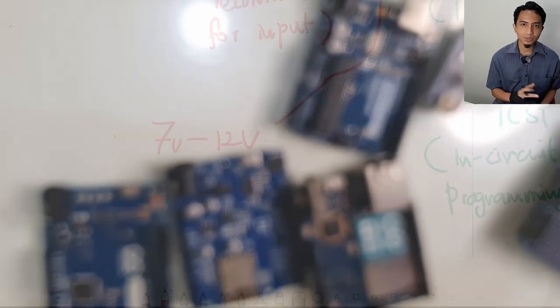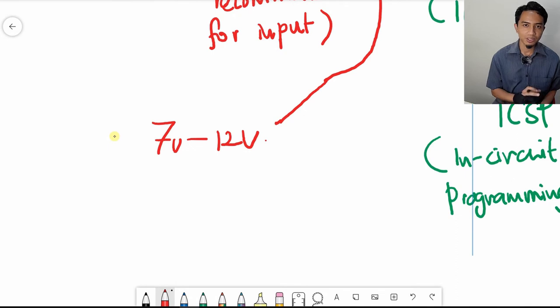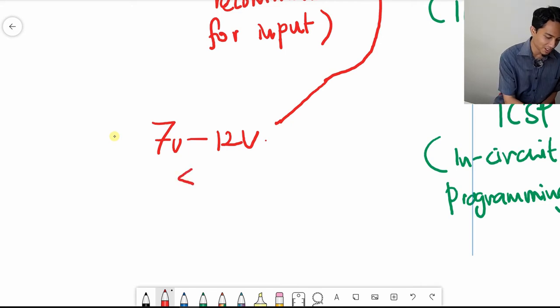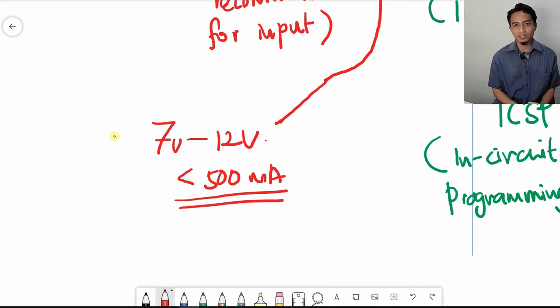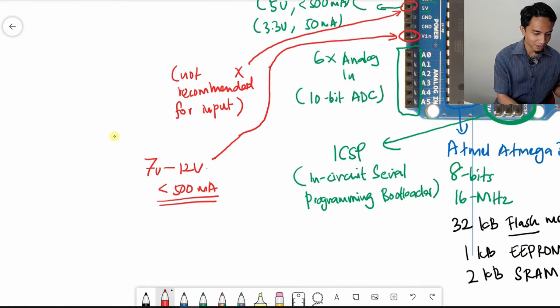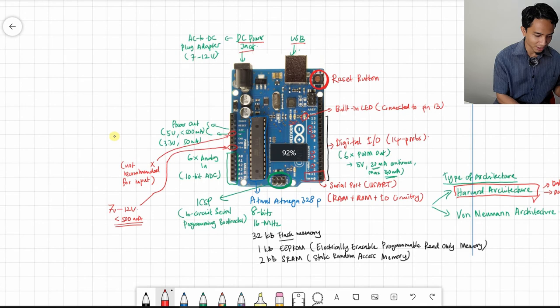And depending on your application, you can input 12 volts too, but make sure that the current stays around 500 milliamps only, because if it exceeds 500 milliamps, it might break the microcontroller or the Arduino. So I think that's it for the introduction of the Arduino.